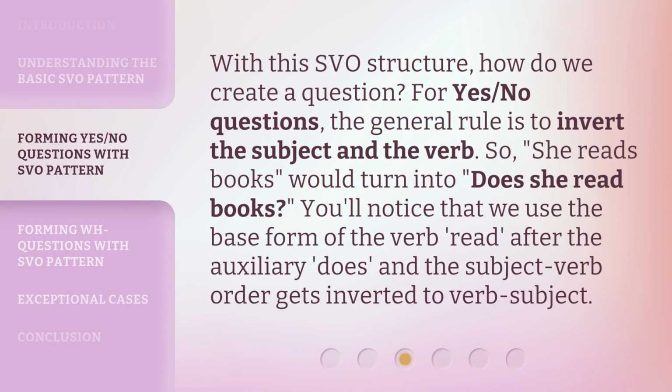With this SVO structure, how do we create a question? For yes/no questions, the general rule is to invert the subject and the verb. So, "she reads books" would turn into "does she read books?" You'll notice that we use the base form of the verb, "read," after the auxiliary "does," and the subject-verb order gets inverted to verb-subject.